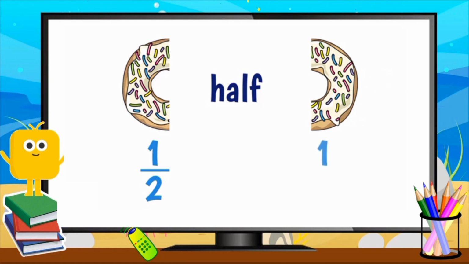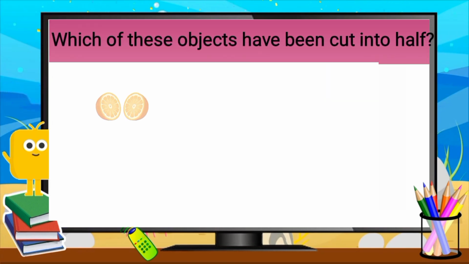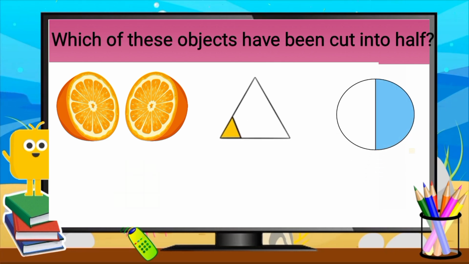That's the same for this piece as well. Over here, we have 1 piece of the donut, but there are 2 pieces altogether. Each piece shows half of the donut.